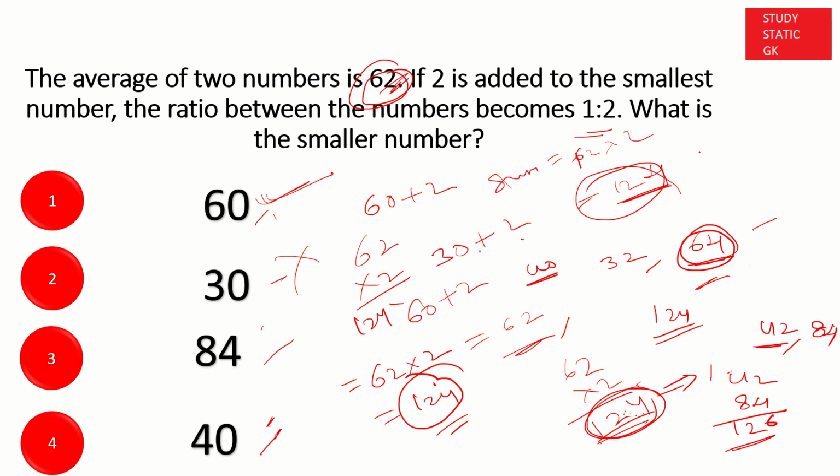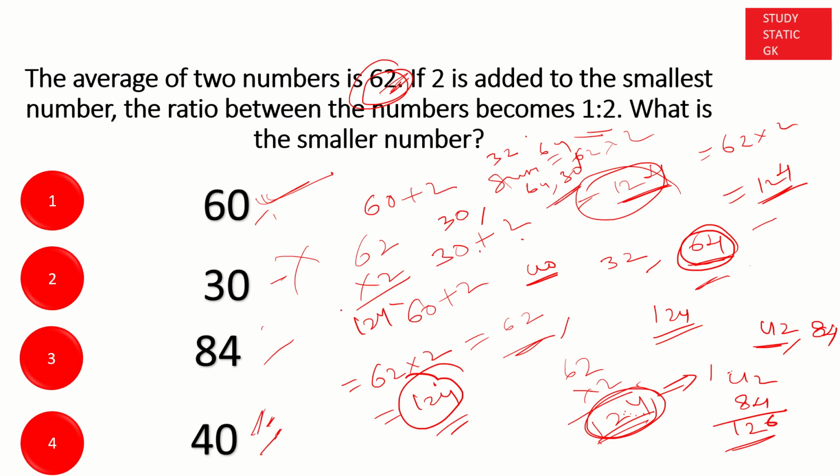So the average of two numbers is 62, means the sum of the numbers is 62 into 2, 124. This is fine. If 2 is added to the smallest number, so the ratio between the numbers will become, so 30 is the smallest number. If 2 is added, 32 into 2 means 64. So 64 plus 30, that is not 124, right?